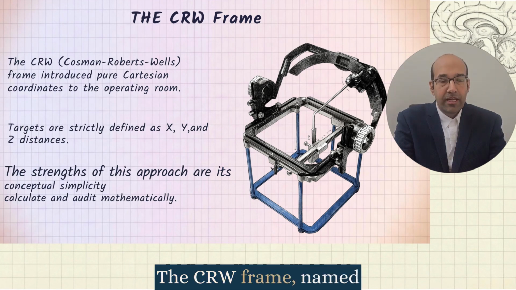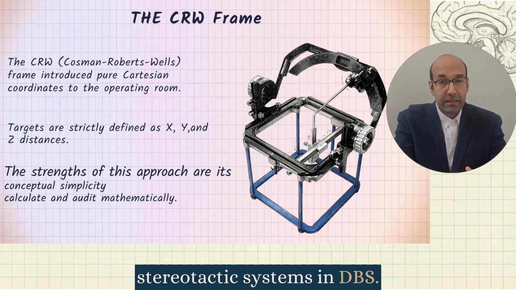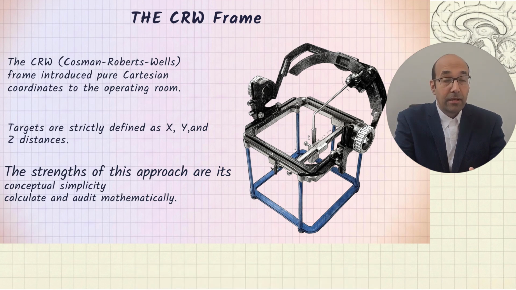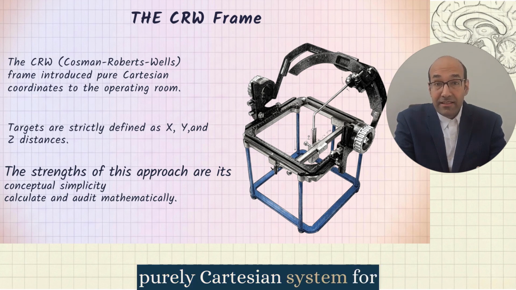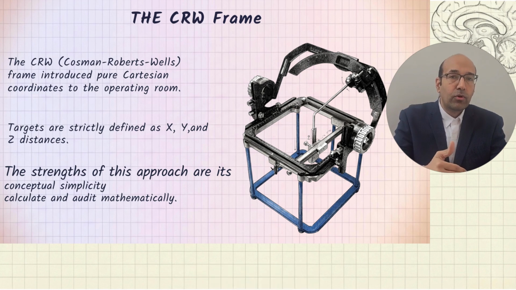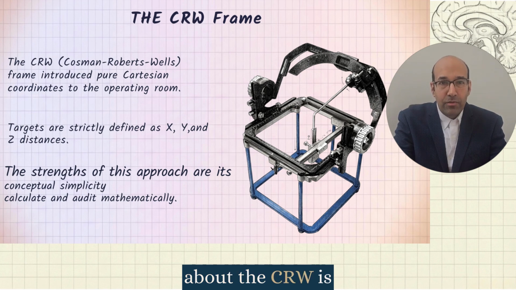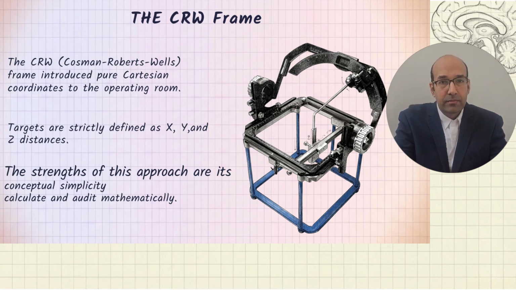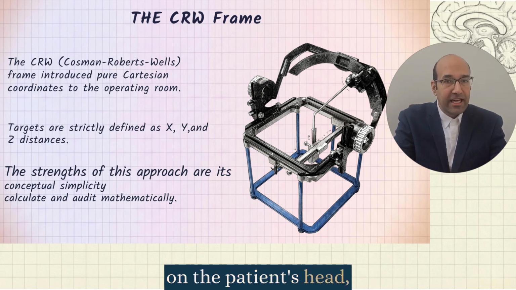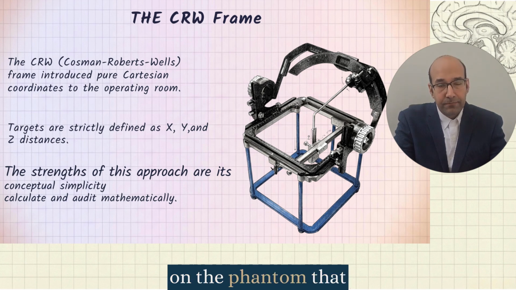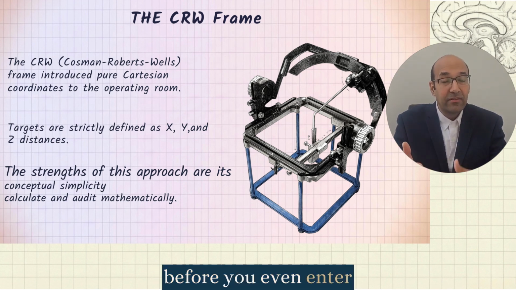The CRW frame, named after Cosman, Roberts, and Wells, is one of the most widely used stereotactic systems in DBS. Now, here is something important to understand correctly. CRW is not a purely Cartesian system for the trajectory. It is what we call an arc radius system. What is uniquely Cartesian about the CRW is its phantom target system. This is a physical safety check device. Before the frame goes on the patient's head, you place a pointer on the phantom that mimics the target. It catches human error before you even enter the operating room.